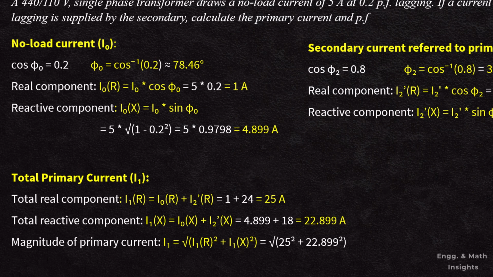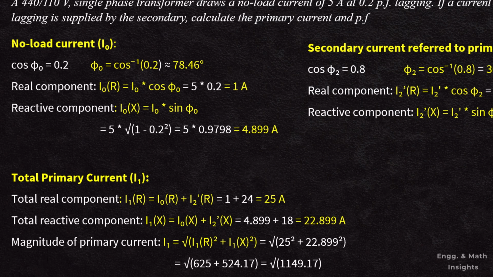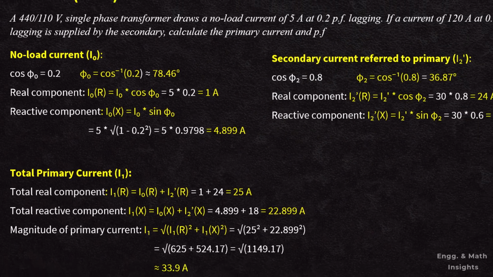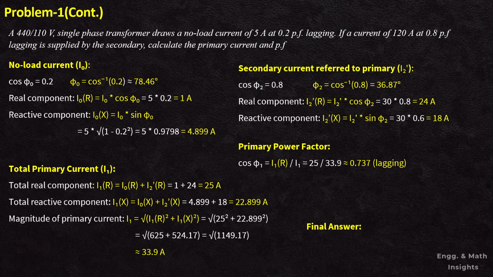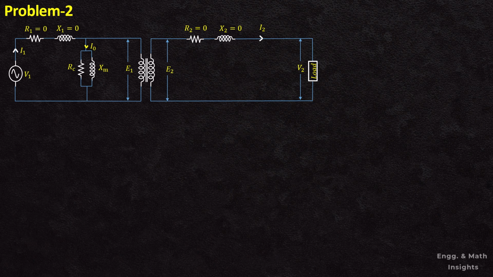So the magnitude of the total primary current, or I1, is equal to root over I1 R whole square plus I1 X square, which will give us 33.9 ampere. And finally, the primary power factor cos phi 1 is equal to the real component of the primary current, or I1 R, divided by the magnitude of the primary current, or I1, which will give us 0.737 lagging. So finally the primary current I1 is equal to 33.9 ampere and the primary power factor cos phi1 is equal to 0.737 lagging. Let's take another mathematical problem.